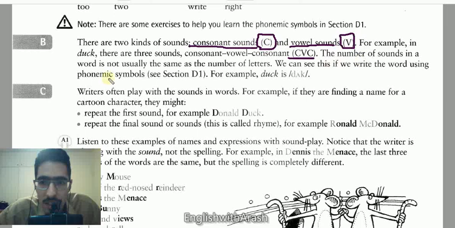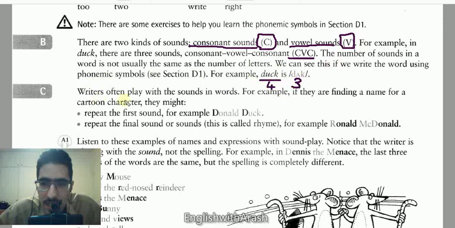The number of sounds in a word is not usually the same as the number of letters, which is what we talked about. We can see this if we write the word using phonemic symbols or phonetic symbols. As I told you, duck, you see d, a, k, duck. But here you see 4 letters. Here you see 3 sounds. This is what you hear, duck.